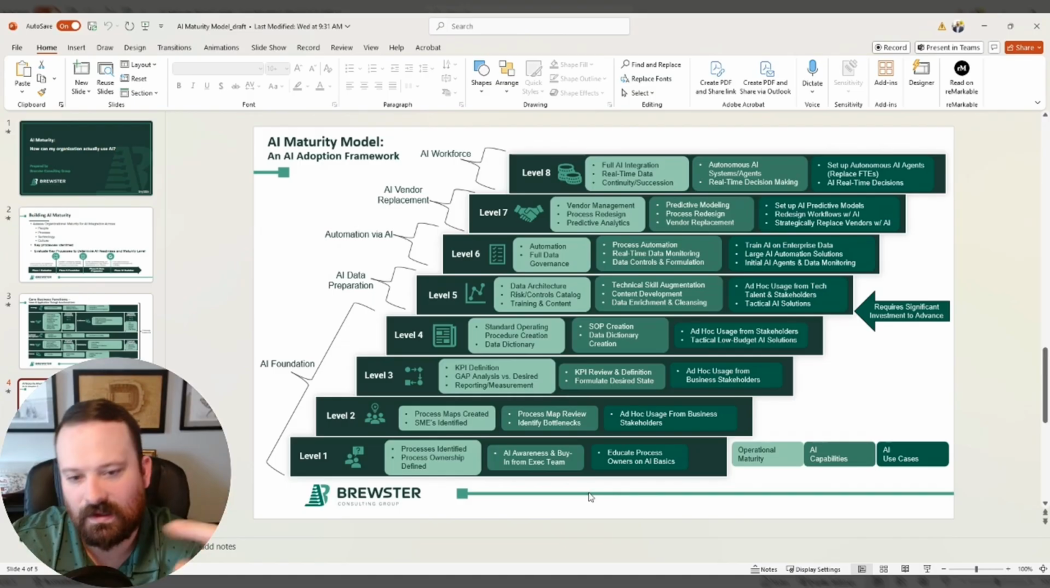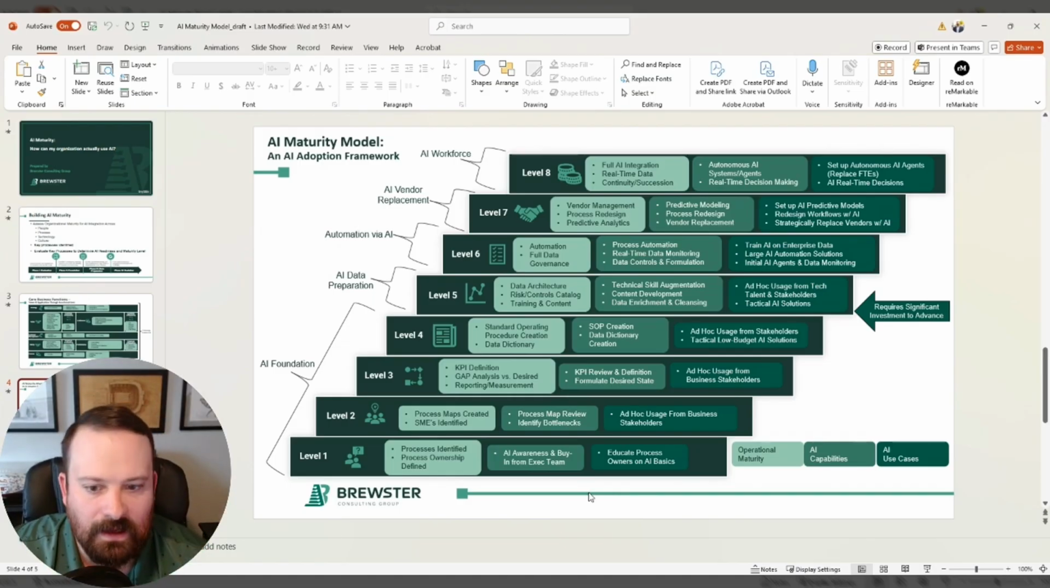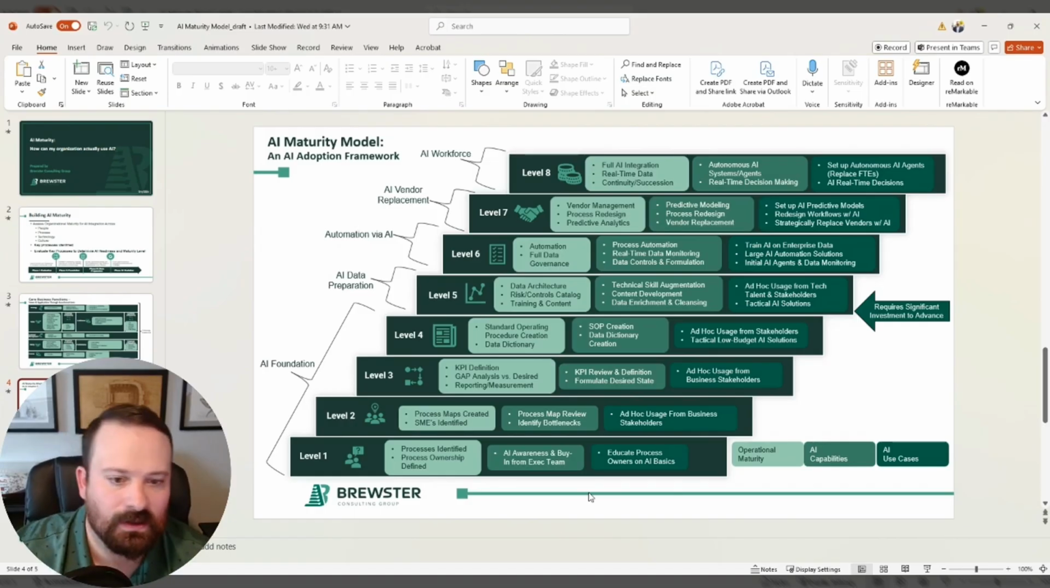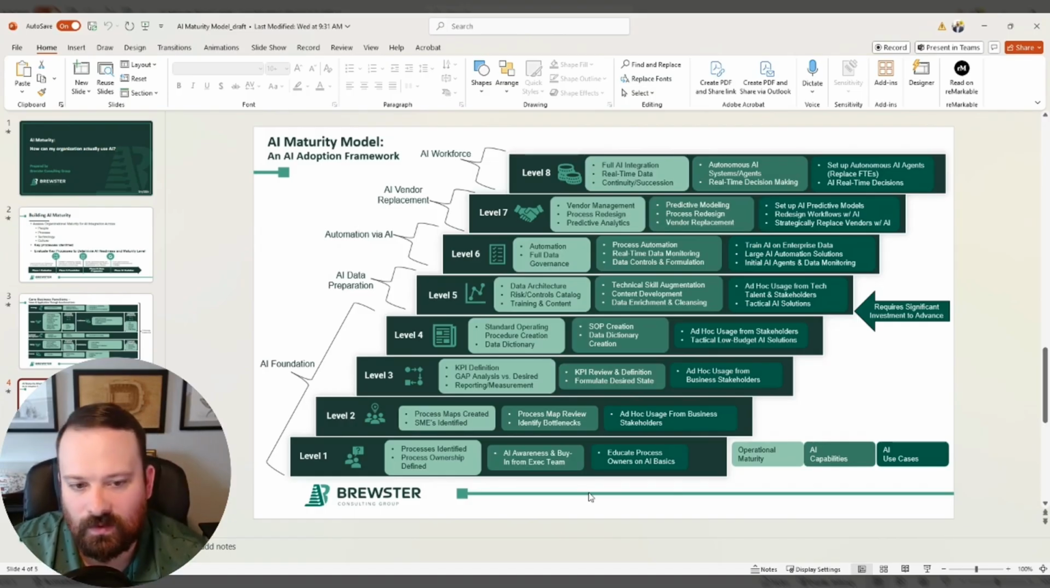Now, sometimes level three and level four could get reversed, and that's kind of okay. I like having the KPI definition and reporting first because you can use the reporting on KPIs to identify best practices, and then you create SOPs on best practices, and you build your data dictionary on the KPIs that are defined. But those two can kind of be mushed together a little bit. Those are the next levels of maturation operationally, which leads into AI capabilities like SOP creation, data dictionary creation.